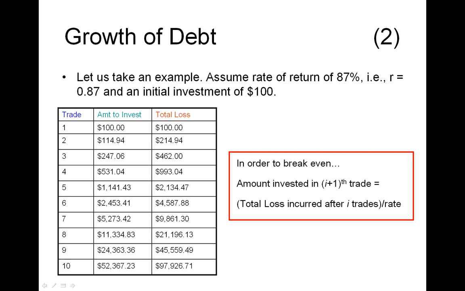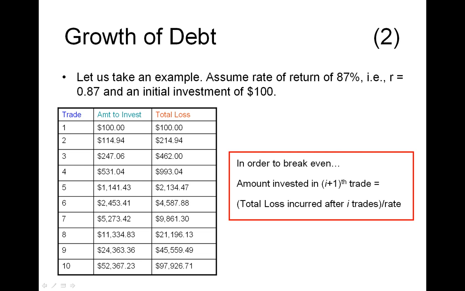Let's say in the first trade we put in $100. We were wrong. Our total loss is $100. The second trade, we can't invest $100 again. We actually need to invest almost $115. And let's say we were wrong again. This time our total is close to $215. It's $115 from this trade plus the $100 we lost in the last trade. So in the third trade, we have to invest $247. And where did that number come from? Remember, it's 214.94 divided by 0.87, which is the rate. After the third trade, our total loss is 462. So the fourth trade, we have to invest 531, and so on and so forth.